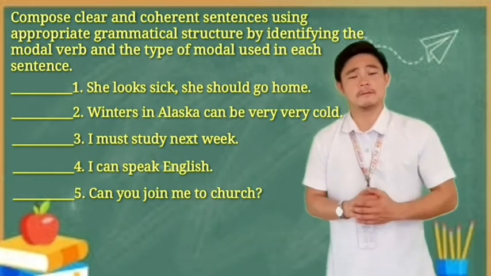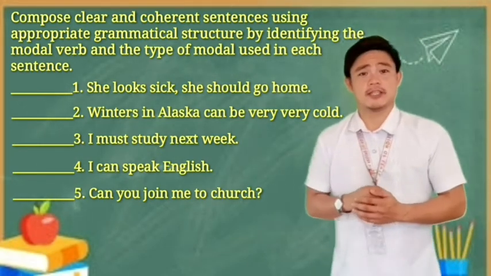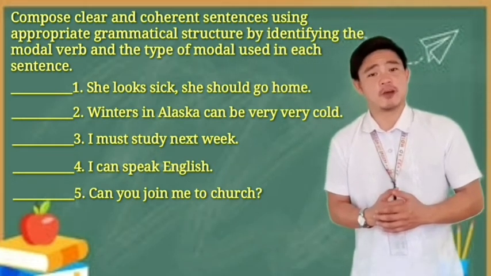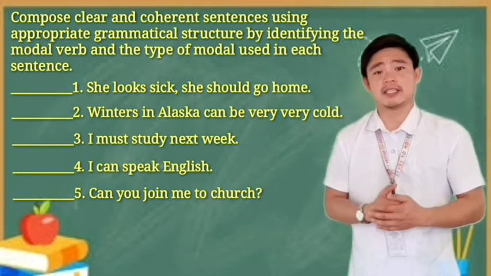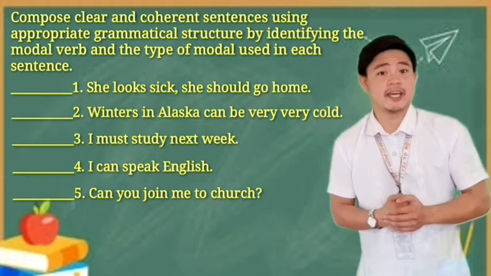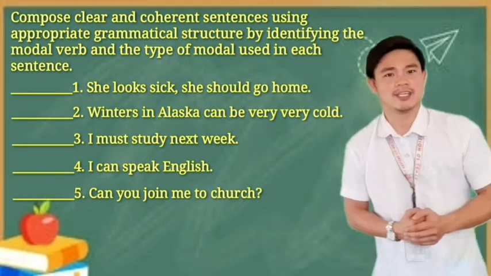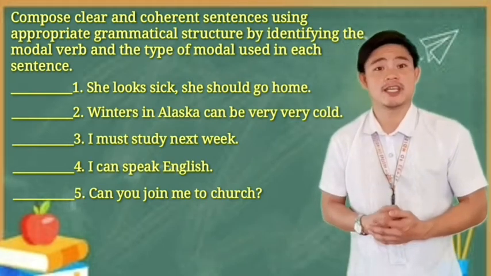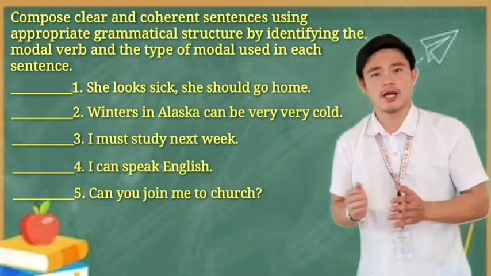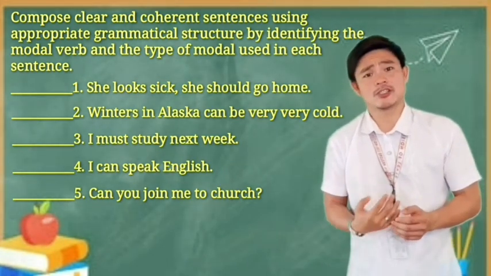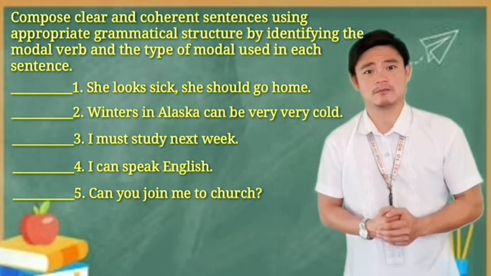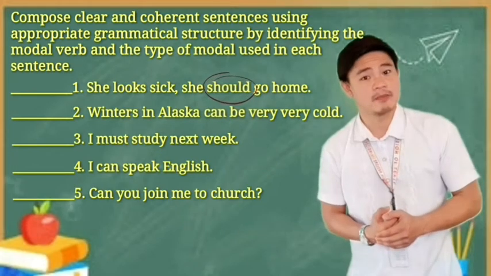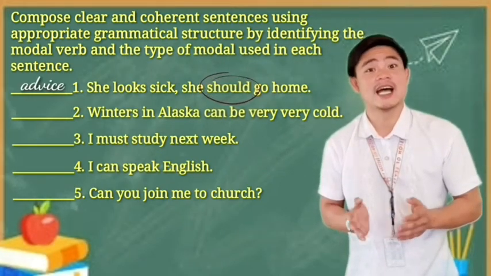Alright, let us check your work. The direction says, compose clear and coherent sentences using appropriate grammatical structure by identifying the modal verb and the type of modals used in each sentence. So like I said earlier, there should be 2 answers in each item. Number 1. She looks sick. She should go home. The modal verb is should, and the type of modal, it is of course advice.